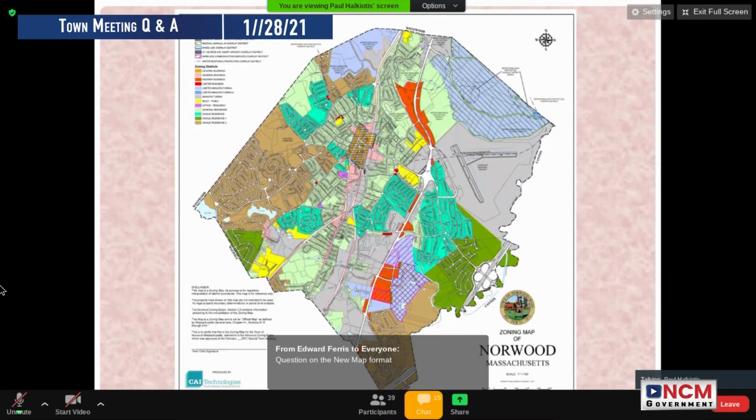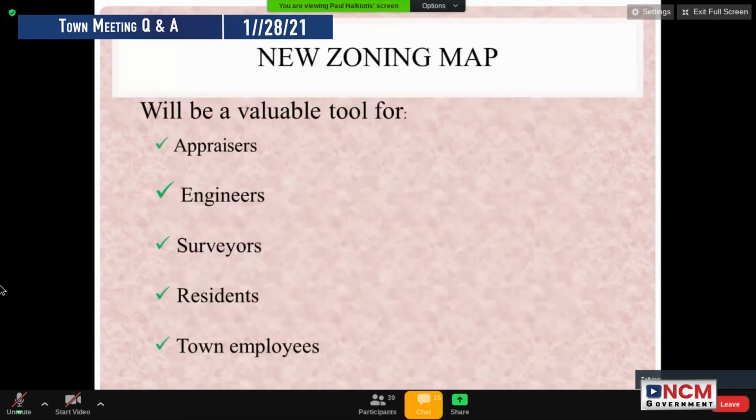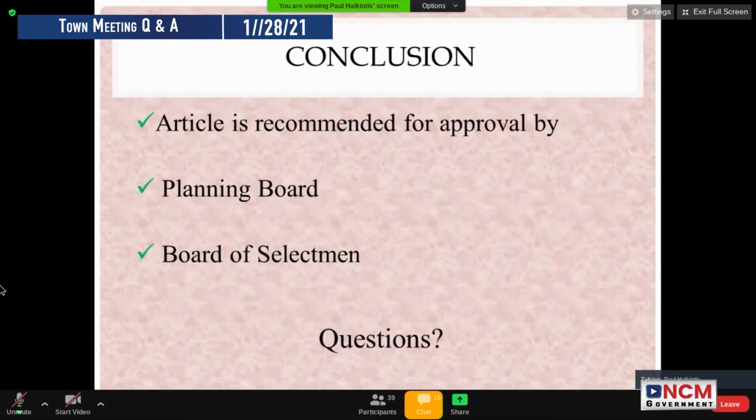This is a look at our proposed new zoning map. As you can see, it looks a lot nicer. It's very colorful. It shows overlay district and regular zoning district boundaries. And if you look really close, it's hard at this scale, but you can see the individual property lines. This will be a valuable tool for appraisers, engineers, surveyors, the town residents, and the town employees, the engineering, planning staff, the assessor, to be able to access zoning information and use it to look at other things much quicker and easier than we have been able to in the past. The Planning Board and the Board of Selectmen both recommend approval of this article. I'd be glad to answer any questions.